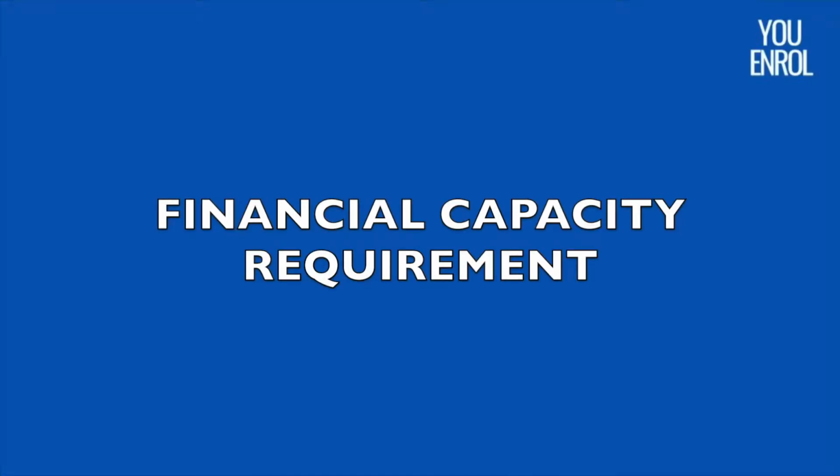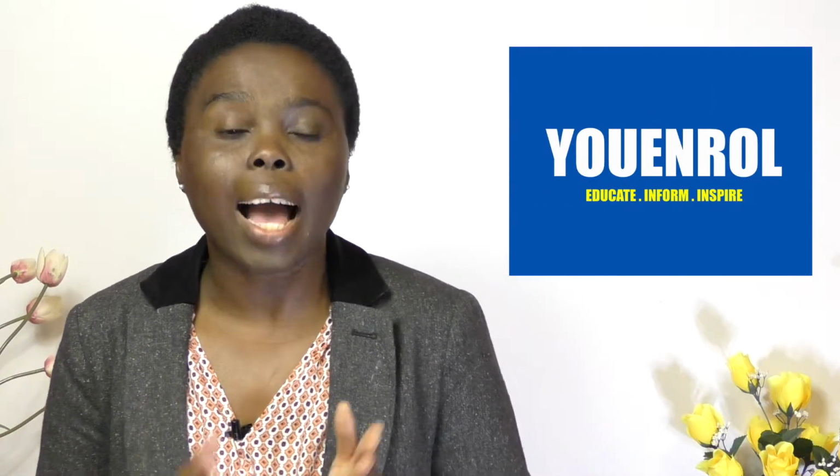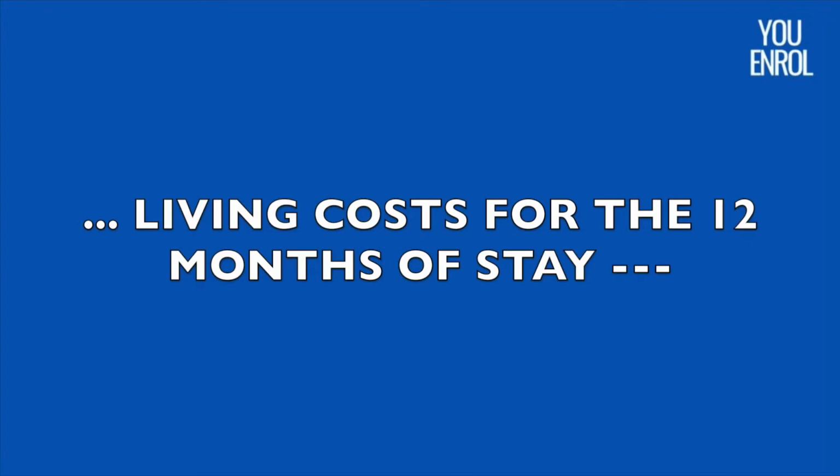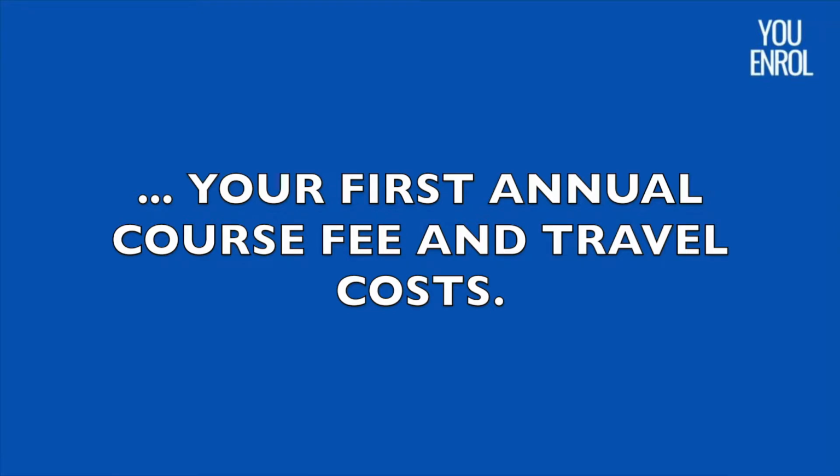Financial capacity requirements. Another important requirement which forms part of the grant criteria for your student visa is the financial capacity criteria. This aims to ensure that you have access to sufficient funds for the duration of your stay in Australia, as well as travel costs to depart at the conclusion of your studies. To meet this requirement, you must demonstrate that you have genuine access to sufficient funds to cover your living costs for the first 12 months of your stay in Australia, your first annual course fee, and also your travel cost. If family members are included in your application, higher minimum thresholds will apply.